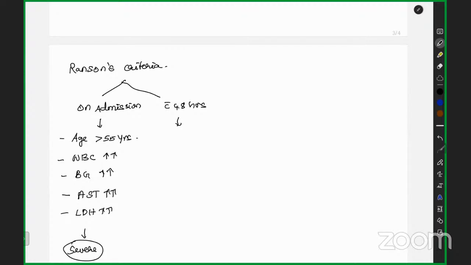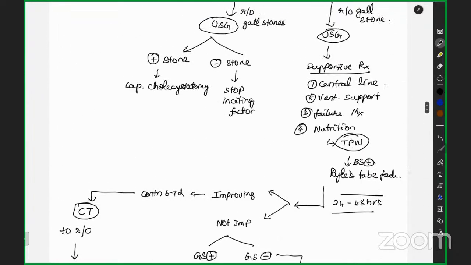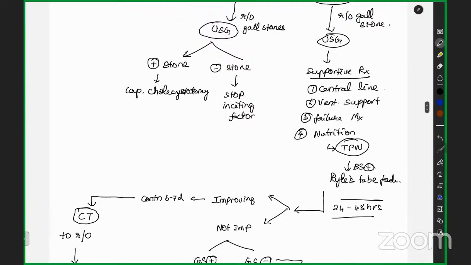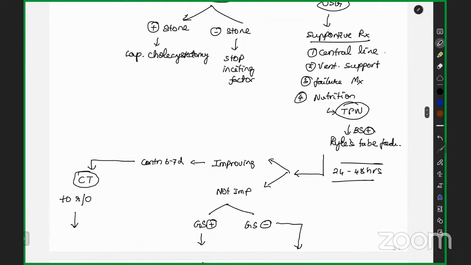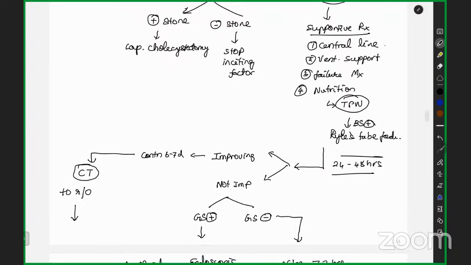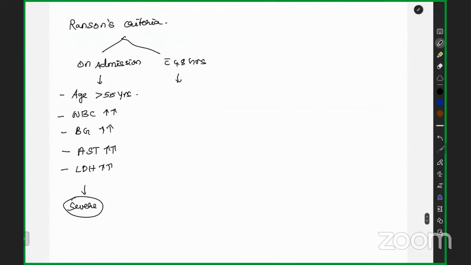Then within 48 hours, I'm going to admit my patient and start all my supportive treatment. After starting supportive treatment and giving total parenteral nutrition, after 48 hours I'm going to classify whether my patient is improving or not improving. When will I call my patient not improving? When the hematocrit value has decreased by 10%. The hematocrit value taken on admission is compared with the value at 48 hours, and the decrease in hematocrit is more than 10%.